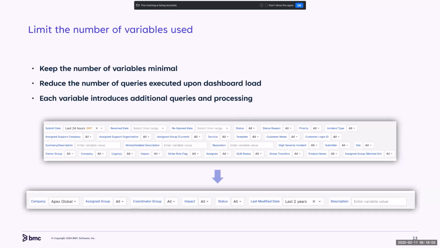Let's move on to the next approach, which is limiting the number of variables used. We can optimize the dashboard performance by keeping the number of variables minimal, as it reduces multiple query execution during the dashboard load and decreases the processing overload for improved efficiency. Instead of adding multiple variables, we can keep only those that are relevant to the use case.